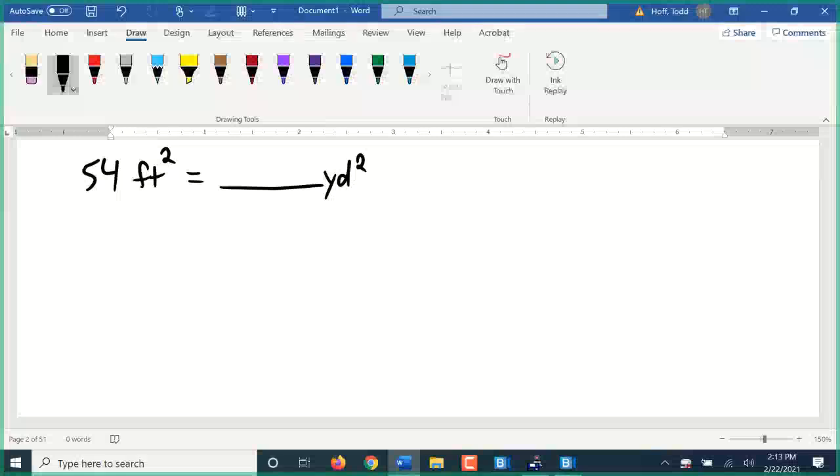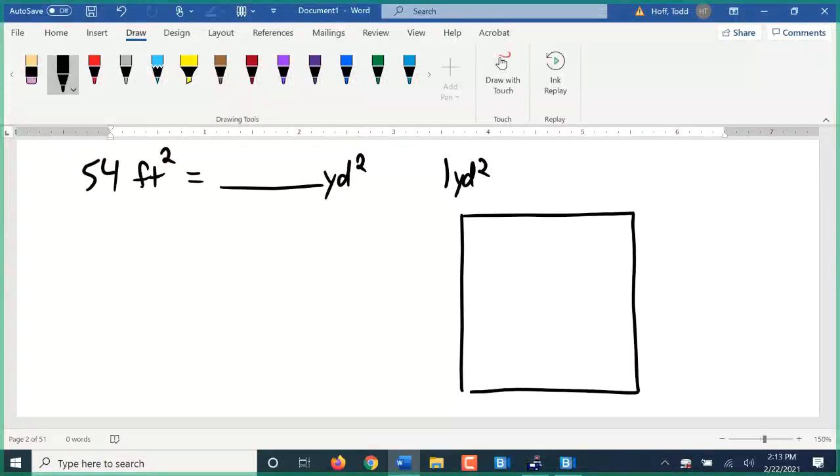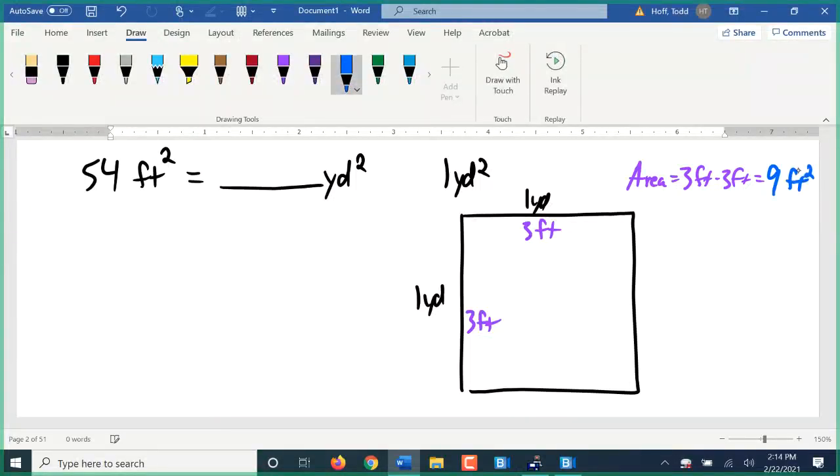Oh, 1 square yard, just like a square foot, is defined to be a square, 1 yard by 1 yard. A yard is 3 feet. So that would be 3 feet by 3 feet, giving us an area, 3 feet times 3 feet, or 9 square feet. So 1 square yard is equal to 9 square feet.